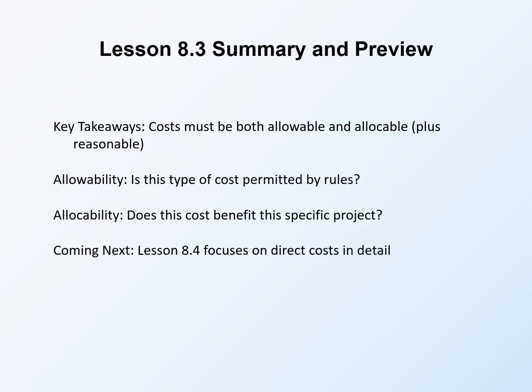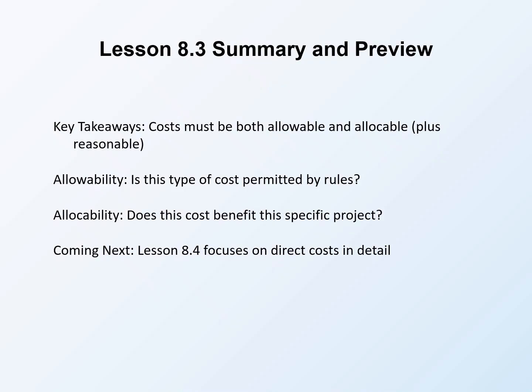Allowability asks whether a type of cost is permitted by applicable rules. Some costs are universally unallowable under federal regulations, including alcoholic beverages, entertainment, and lobbying. Other costs may be prohibited by specific funders or by your award terms. Always check all applicable sources to confirm allowability before incurring significant costs.